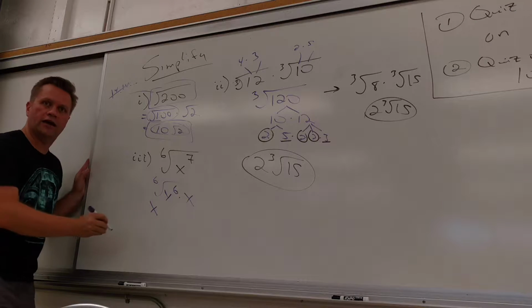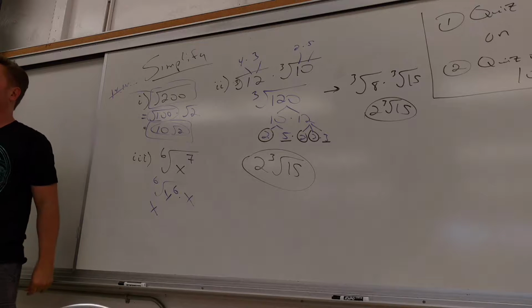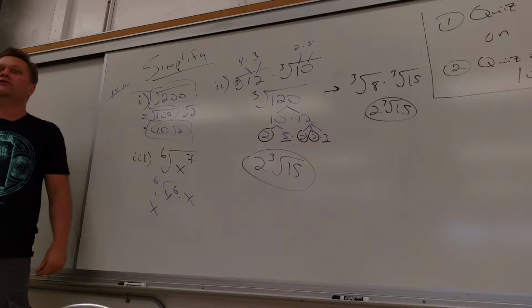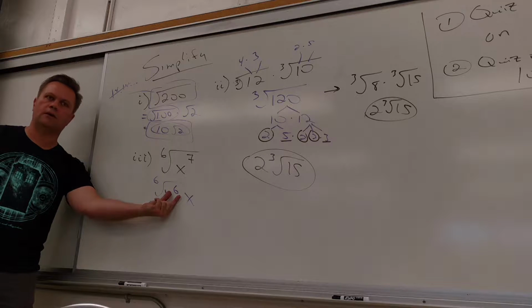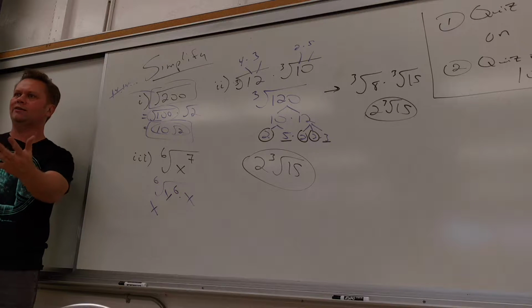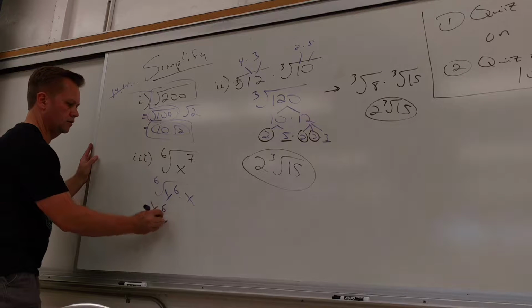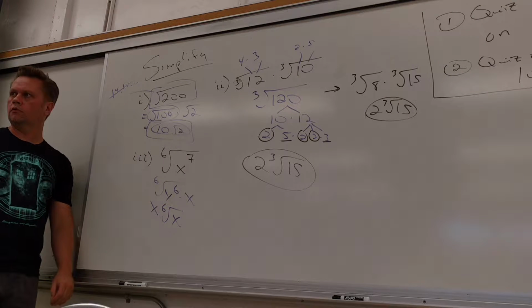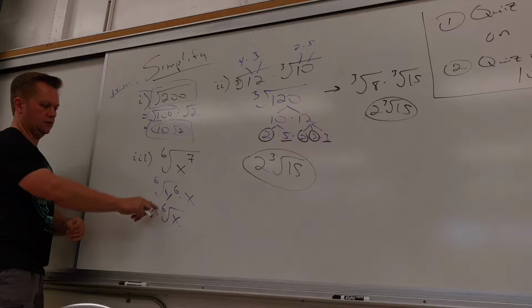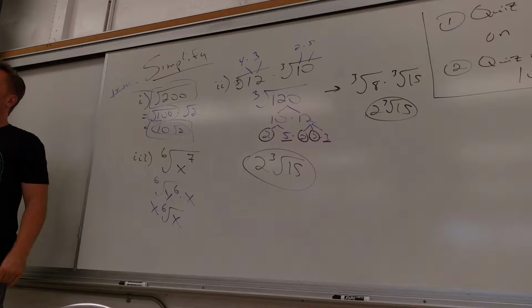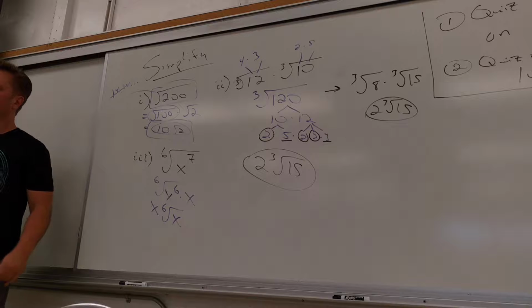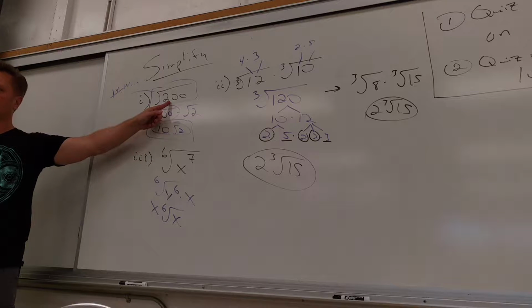Is everybody cool with that fact? Square root of x squared is x. Cube root of x cubed is x. 4th root of x to the 4th is x, because they undo each other. The 6th root is the opposite of a 6th power, so of course they kill each other. But what's left inside? X times x. That is still inside. You guys see that? It works the same way this did.